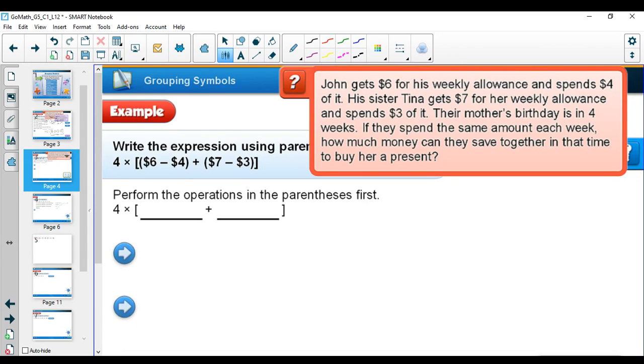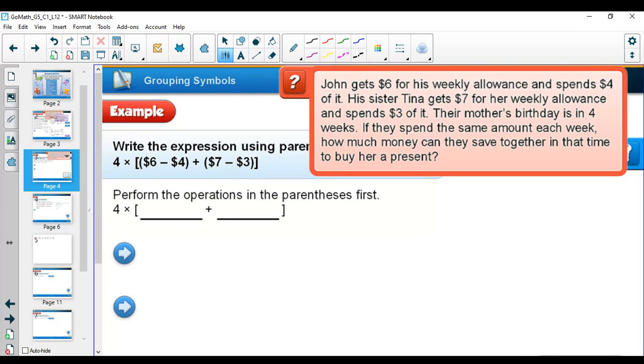So here we have John, and John gets $6 for his weekly allowance and spends $4 of it. His sister, Tina, gets $7 for her weekly allowance and spends $3 of it. Well, their mother's birthday is in 4 weeks. If they spend the same amount each week, how much money can they save together in that time?